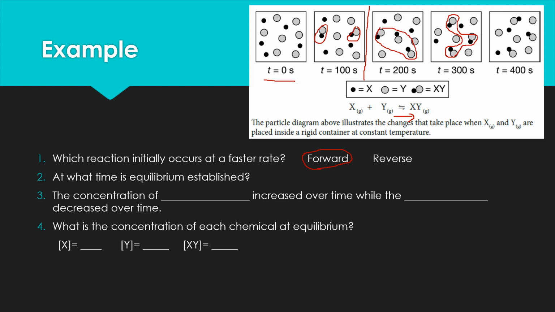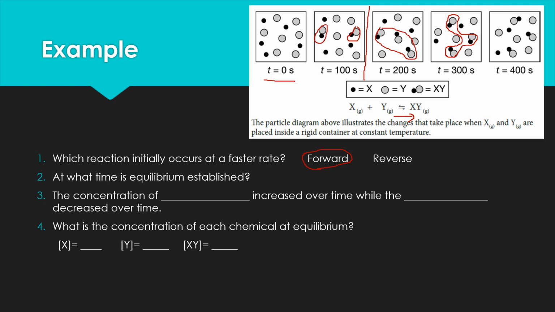Okay, so the concentration of blank increased over time while the blank decreased over time. The concentration of XY, our product, increased over time while the reactants decreased over time. As we used up X and Y to make our product, those decreased, and the compound XY increased over time. Now, what is the concentration of each chemical at equilibrium? We start to hit equilibrium at 200 seconds, so we can just count our particles.